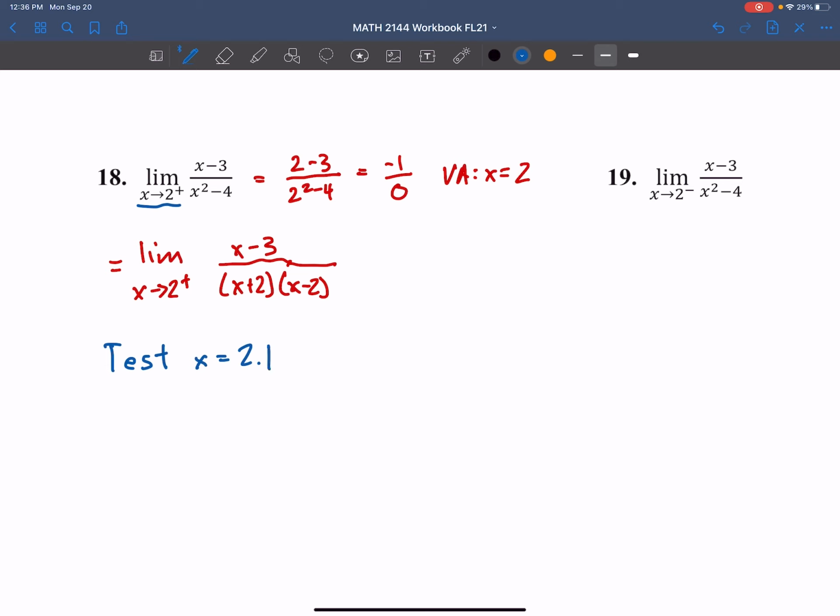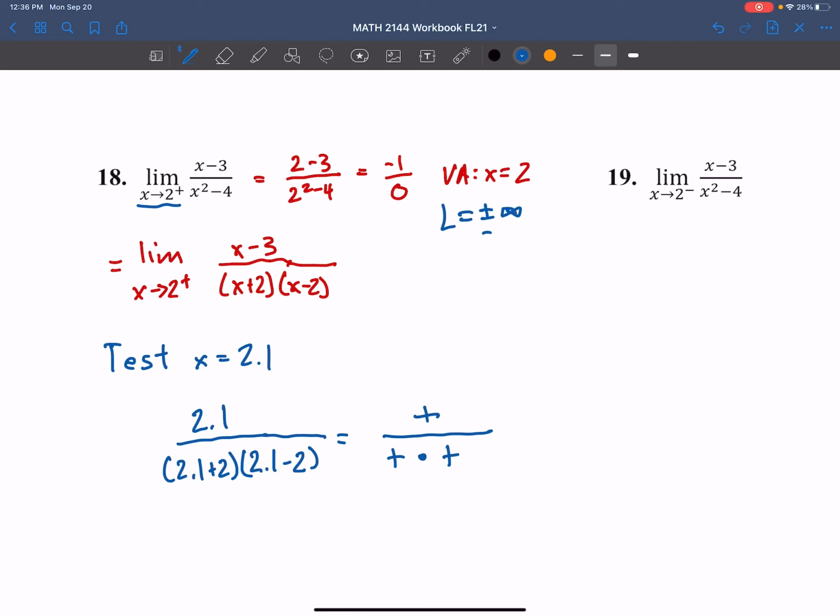So in this case, we get 2.1 over 2.1 plus 2, and then 2.1 minus 2. And we get a positive in the numerator. We get a positive times a positive. You could go through those computations, but honestly, we already know that L will be either plus or minus infinity, and we're just trying to figure out which one it is. So if we have a positive divided by a positive times a positive, what should we get?